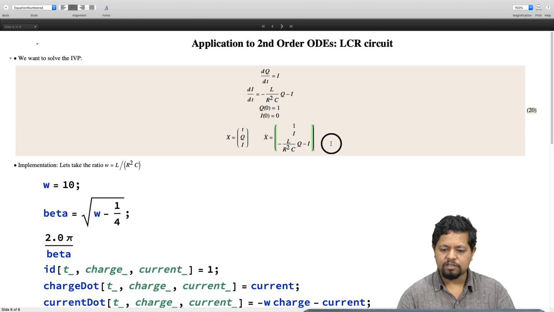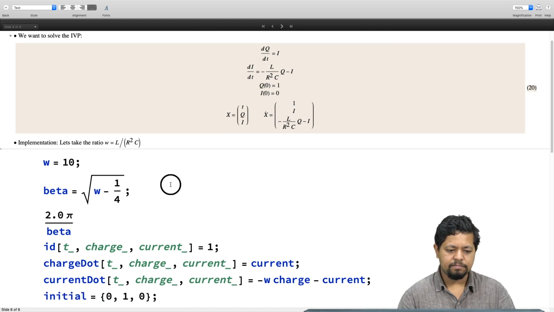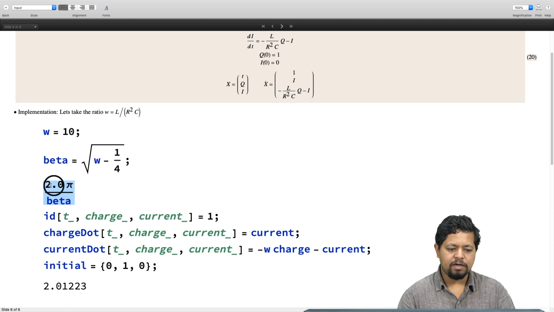I want to solve this differential equation, and in order to do that, I'm going to take this ratio L by R square C as W. So this is what I've defined as W, and just for reference, I've also defined beta because beta is square root of W minus 1 by 4. This is the part that goes into the analytical solution. So I'm going to take W as 10, which is much bigger than 1 by 4. So to start with, this is 2 pi by beta. Beta is the oscillation frequency in my analytical solution. So 2 pi by beta will give me the time period.